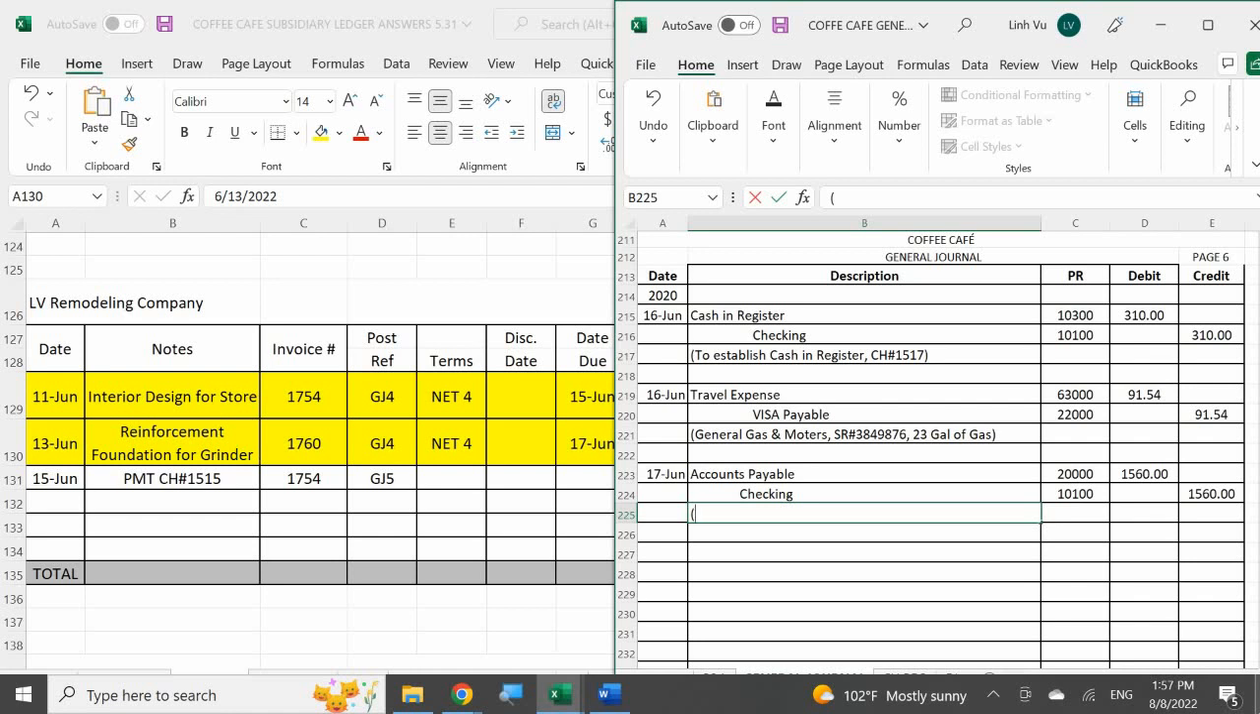payment to LB Remodeling Company. Payment of invoice 1760. And check number 1580. Good. That's good enough information. And then you go to the general ledgers. Okay, so we're going to go to the ledger now.